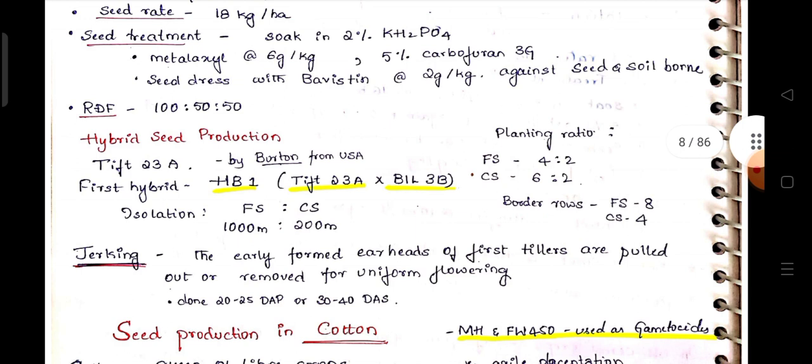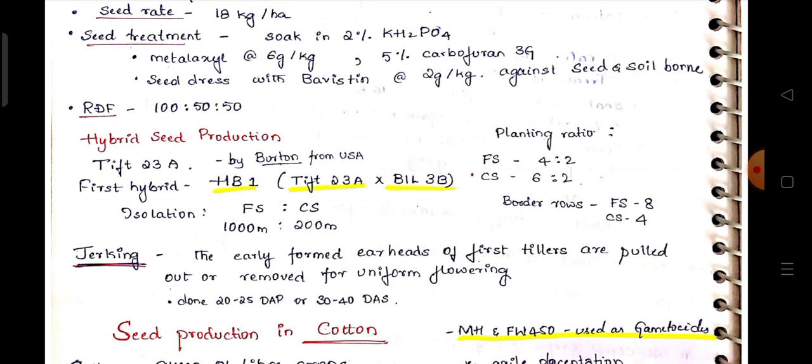Then for hybrid seed production, planting ratio for foundation seed is 4:2 and for certified 6:2. Border rows for foundation seed is 8 and certified is 4. First hybrid in bajra or pearl millet is HB1. Here isolation maintained is 1000 meter and 200 meter for foundation and certified seeds respectively.